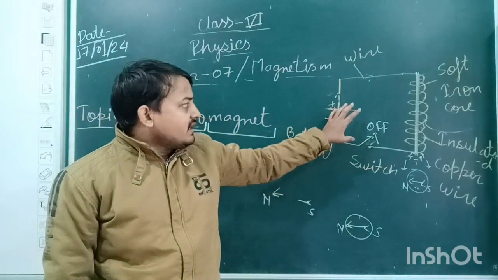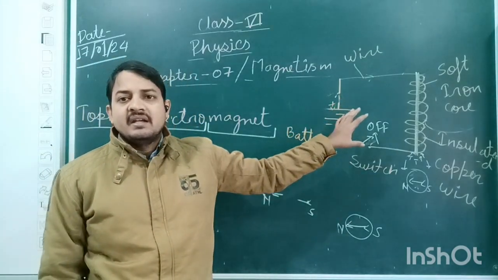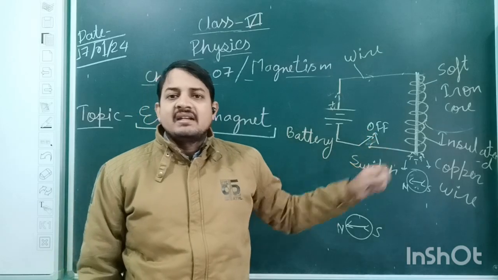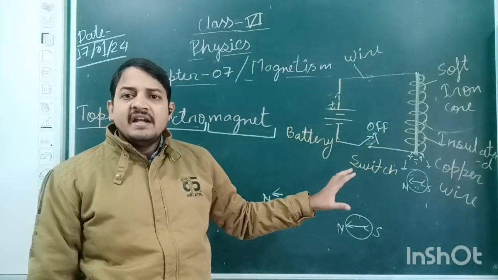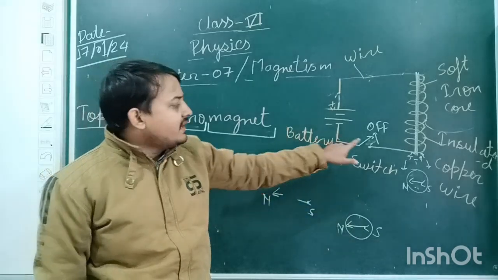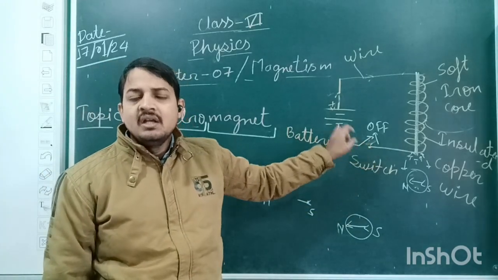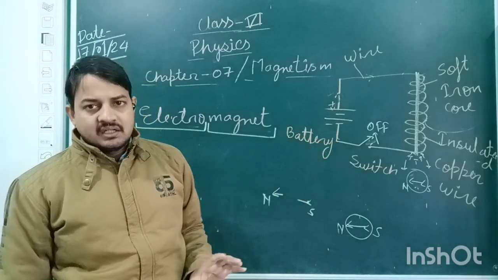Okay, so it is a kind of temporary magnet which acts as a magnet only till the time we are passing electrical current. If we remove the electrical current, or if I turn it off, what will happen? This will act as a normal conductor.